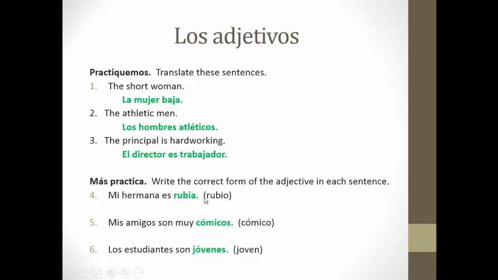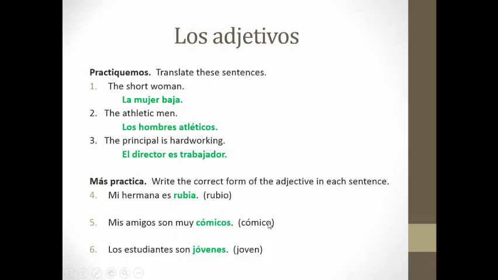And lastly, for the easy ones down here, let's go to 5. My friends are funny. Cómicos. Friends was masculine plural, thus cómicos is masculine plural. And the students are young. Los estudiantes son jóvenes. Did you remember that?